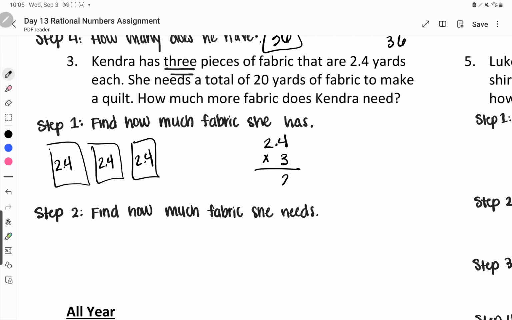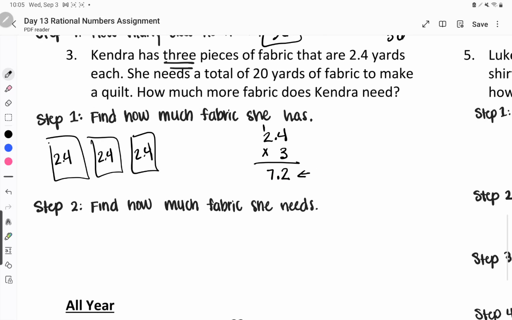4 times 3 is 12, so I write down a 2, carry my 1. 2 times 3 is 6, plus 1 is 7, and then I have a decimal. So this is how much she has. Now we need to figure out how much more she needs. I know that she needs a total of 20 yards.